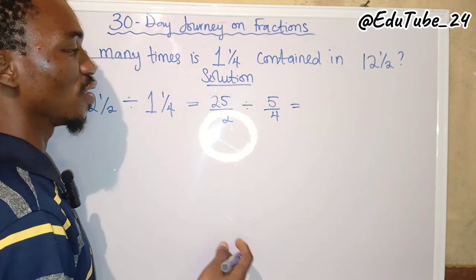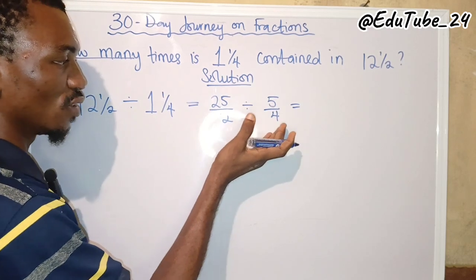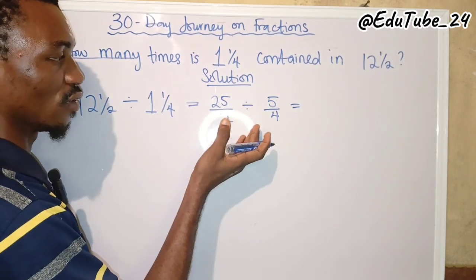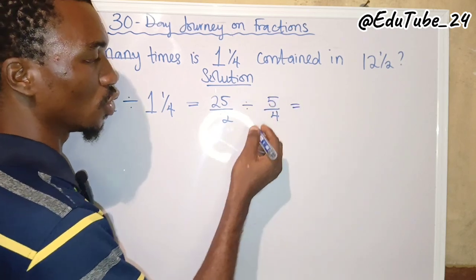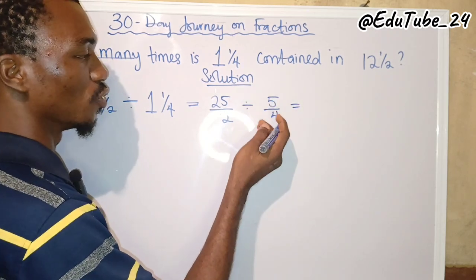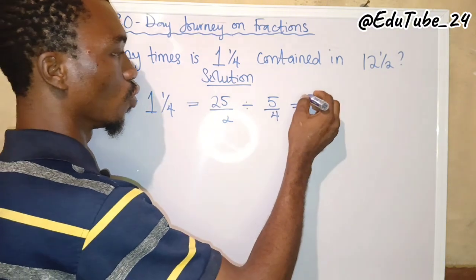Now that we've converted this and this into improper fractions, the next step is to do 2 things. In mathematics we don't divide fractions in plain form like this. First of all, we have to convert this division sign into a multiplication sign, and when that happens, something else happens to the number in front. So what does that mean?